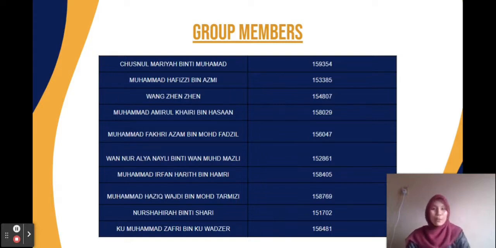Muhammad Hafizi, Wang Zhenzhen, Muhammad Amirul Khairi, Muhammad Fakhri Azam, Wan Nur Alia Naili, Muhammad Irfan Harith, Muhammad Haziq Wajdi, Nur Shahira, and Ku Muhammad Zafri.